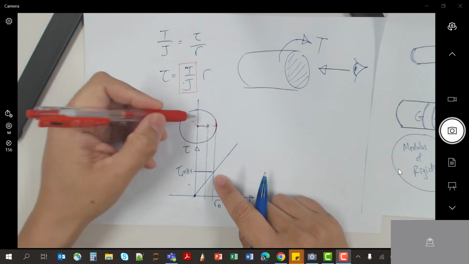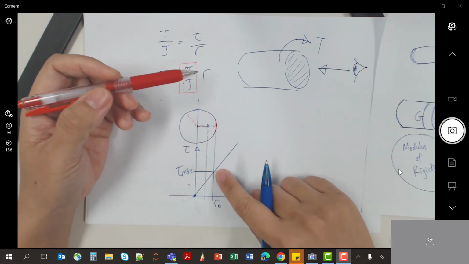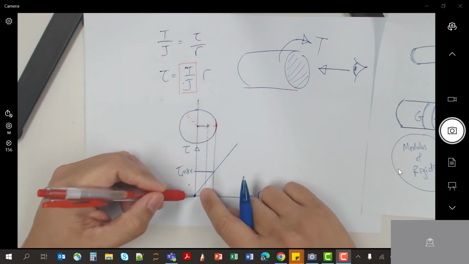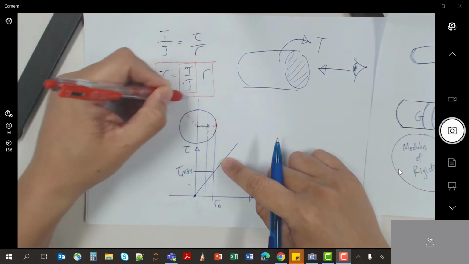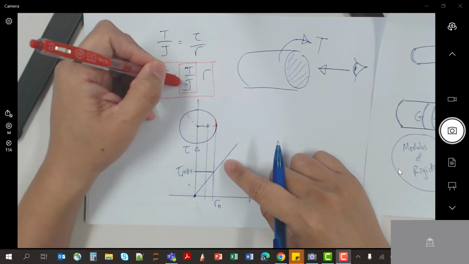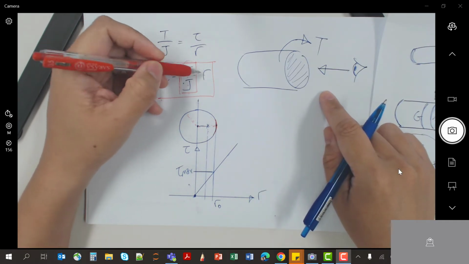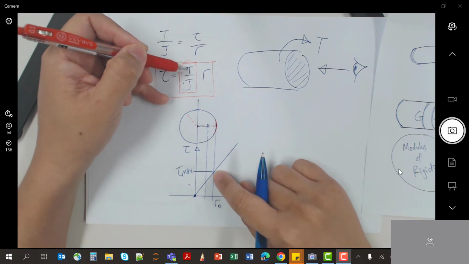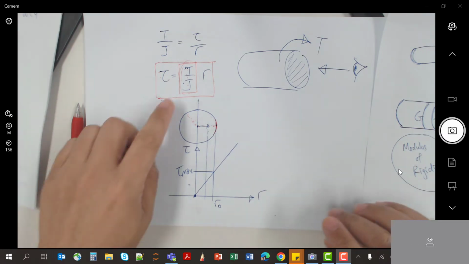Which means at the edge of the rod, you will always get your highest shear stress. So this is what the graph is about. It's a straight line, and this is what the equation is about. Shear stress is equal to T over J times R. This value is a constant, and then you will get a distribution across the value of the radius. So this is the idea behind this equation.